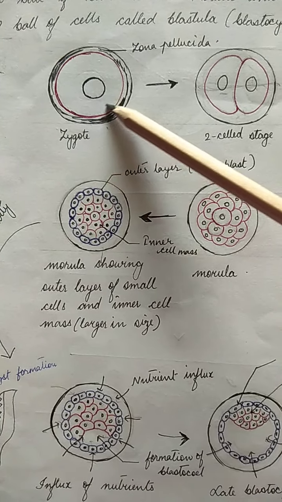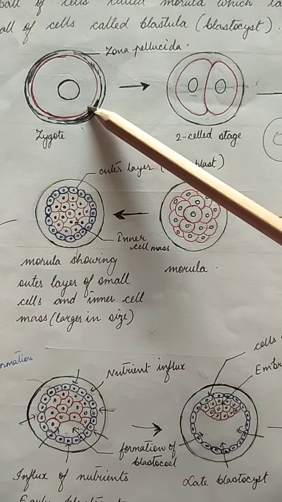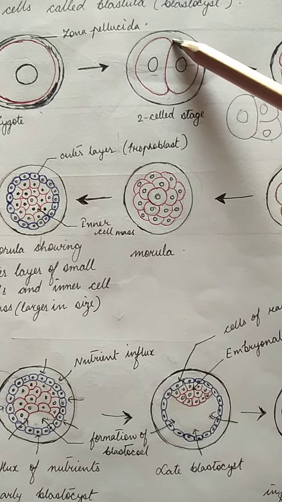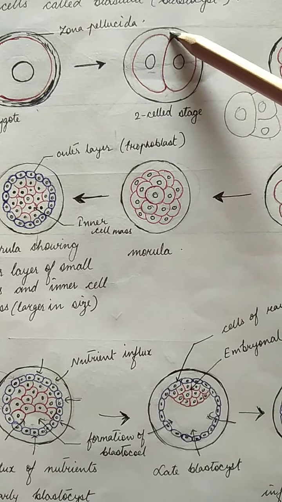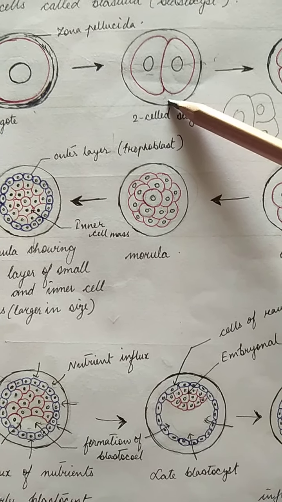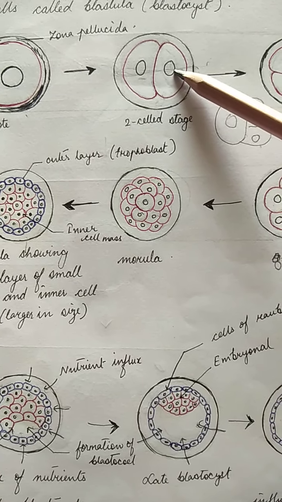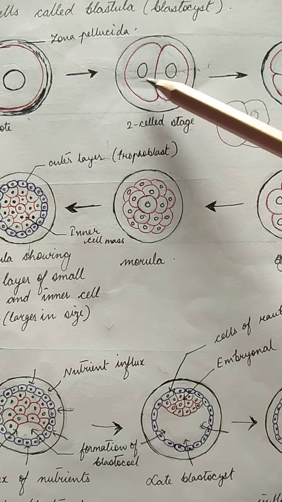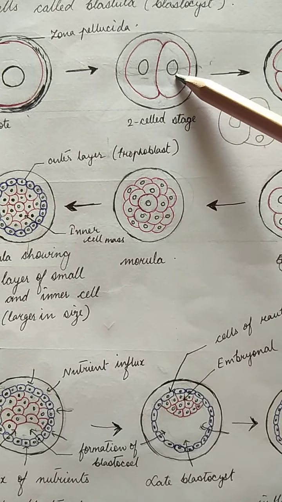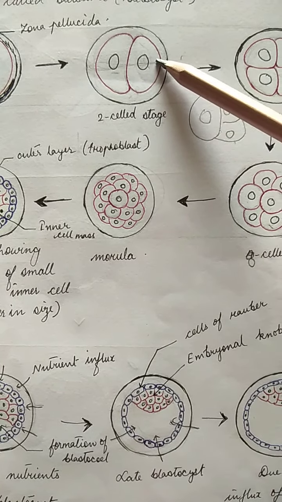This is the zygote, which is surrounded by the zona pellucida. The first cleavage is meridional, that is, from animal pole to vegetal pole, and produces two daughter cells called blastomeres. We can see that one cell is slightly larger than the other. The two blastomeres remain adhered to each other.